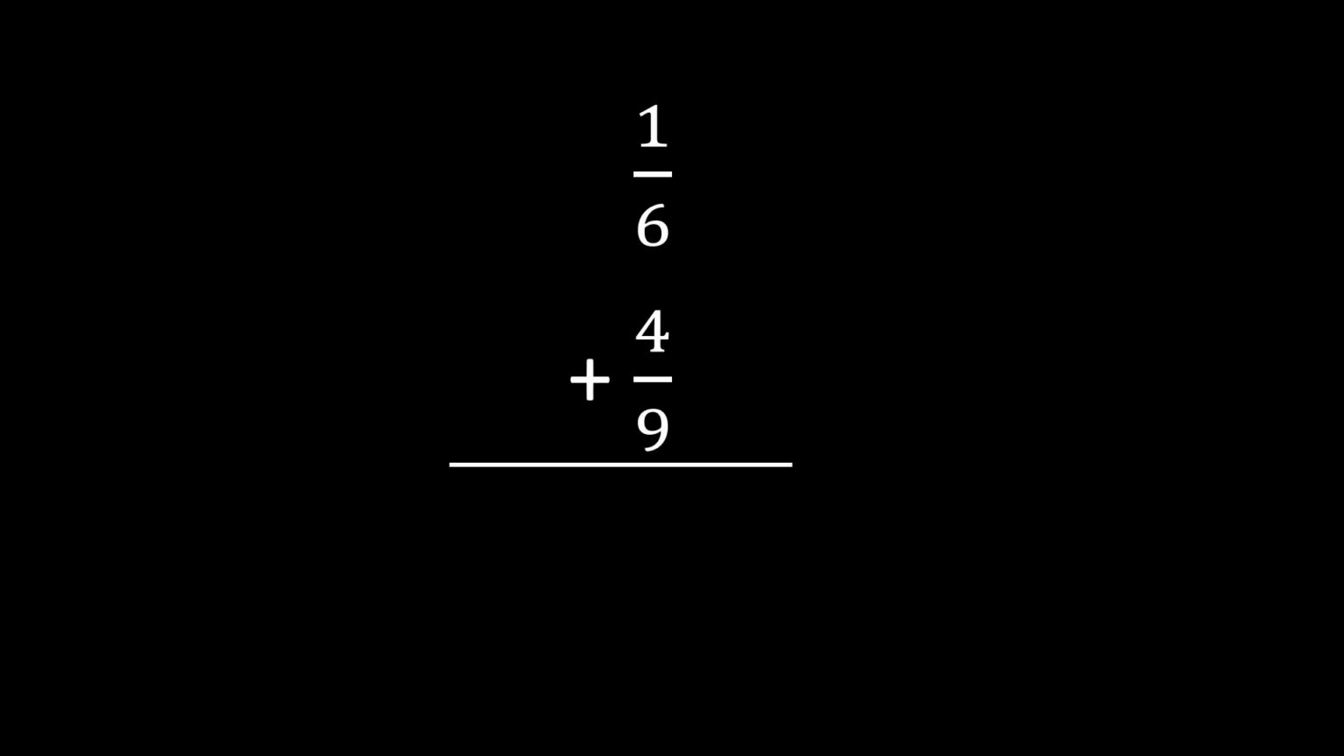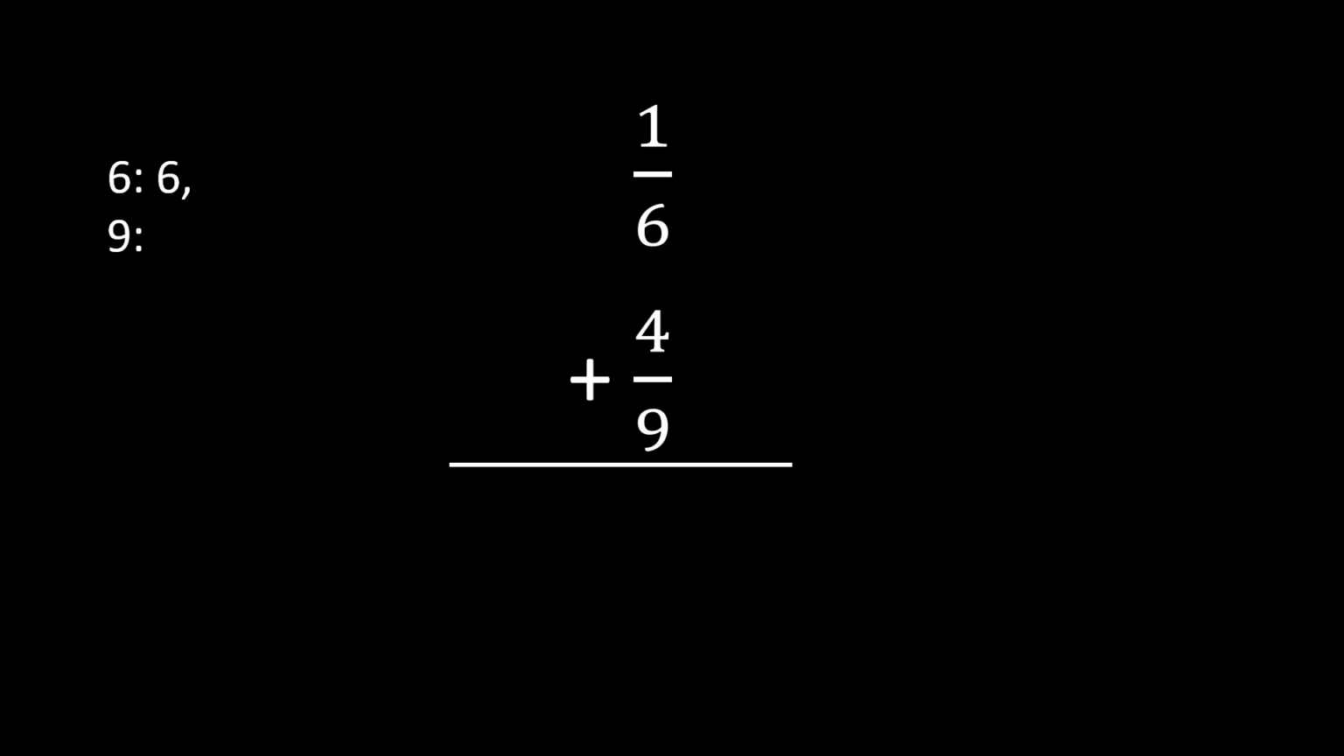In this example, I have 1/6 plus 4/9. So my denominators are 6 and 9. I don't have a common denominator, so I need to find it. This time I'm going to find my common denominator by looking at the least common multiple, which means I need to take my denominators of 6 and 9 and list out my multiples. And the first multiple on both lists is my least common multiple, and it's going to be my common denominator.